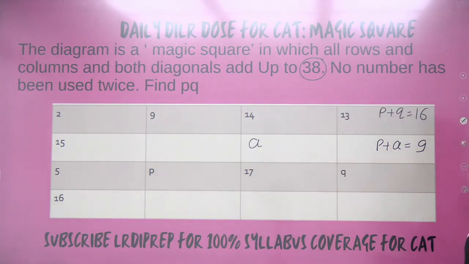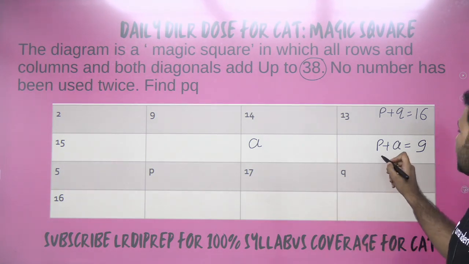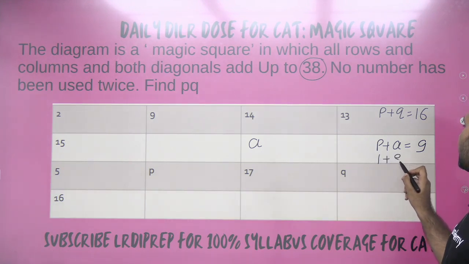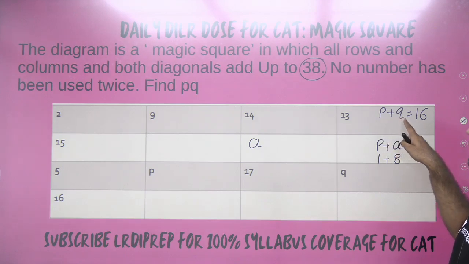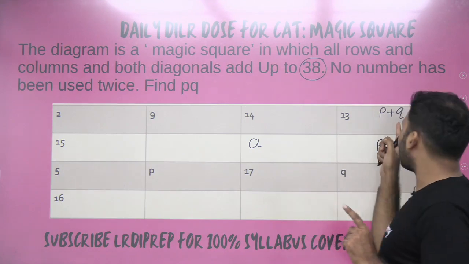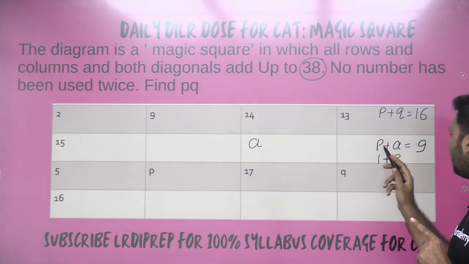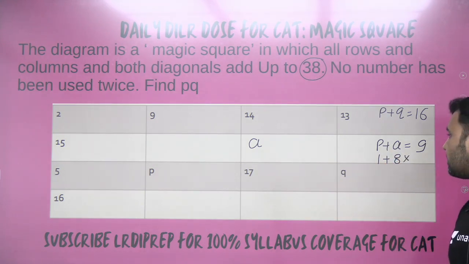Okay, now let's see what are the possible combinations for P plus A to be equal to 9. How can you make the summation of two digits equal to 9? If I take P as 1, the first possible combination is P is 1, A is 8. Now if I am taking P as 1, in that case Q has to be 15 because P plus Q is 16. But then Q cannot be equal to 15 because 15 has already been used. So P plus A being 1 plus 8 is out of the option.